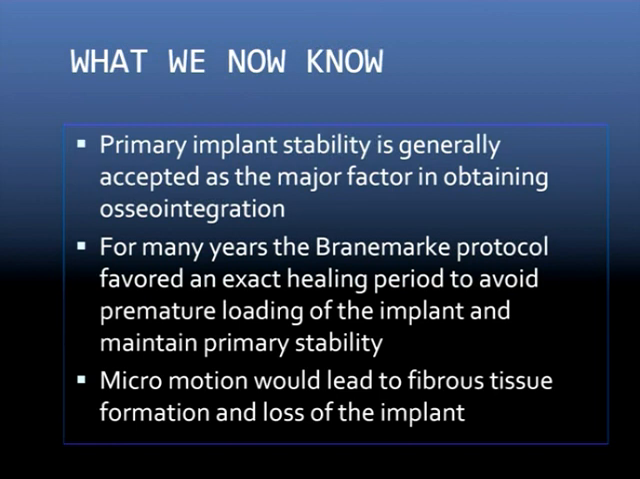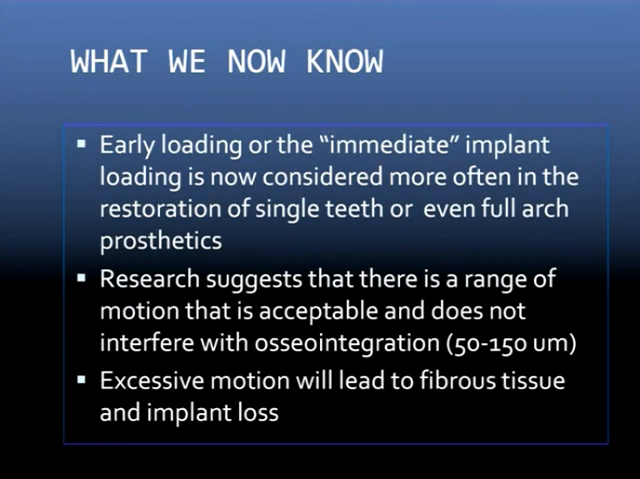But what do we know about implants? Well, primary implant stability is generally accepted as the major factor in obtaining osseointegration. For many years, the Brånemark protocol favored exact healing periods to avoid premature loading. These have been very strict and regimented, and micromotion has been linked to fibrous tissue formation and obviously loss of the implant. More recently, early loading or immediate implant loading has become very popular in restorations. Research suggests that there's a range of motion that's acceptable and does not interfere with osseointegration.